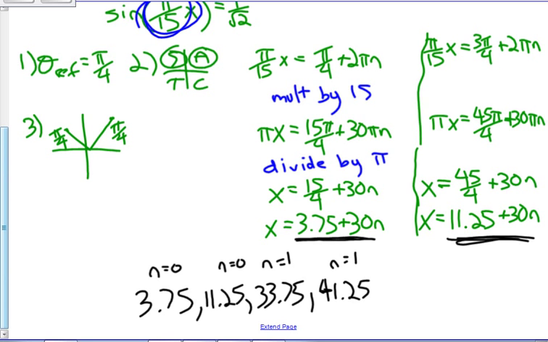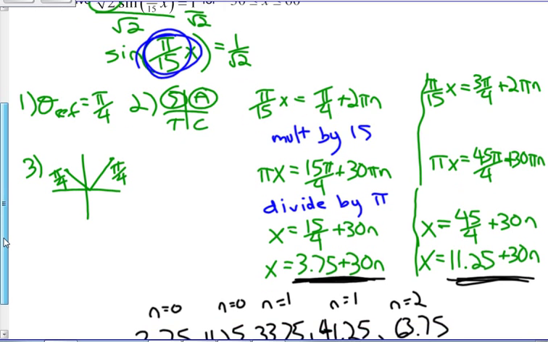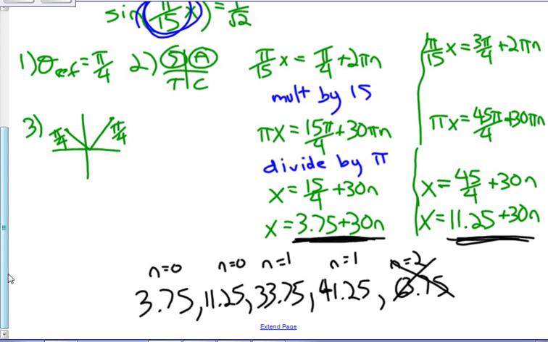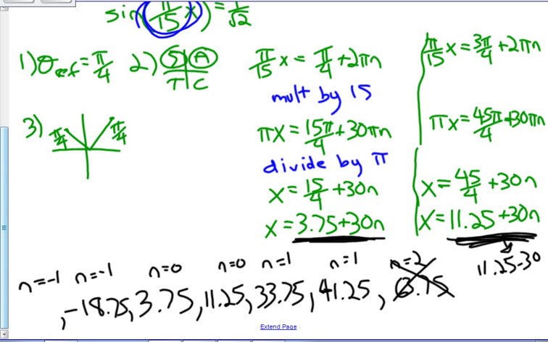Okay, so that's n equals 1. We could try n equals 2. That would be 3.75 plus 30 times 2, which would be 63.75. And right away you can see the problem. We've gone outside of our domain. Our domain was only up to 60. So this is no good. We did forget some of the negatives, though. Let's try some of the negative values. If I put negative 1 in this one over here, that's going to turn into 11.25 minus 30, which would be negative 18.75. And if I put in n equals negative 1 into this one over here, then that'll give me 3.75 minus 30, or negative 26.25.